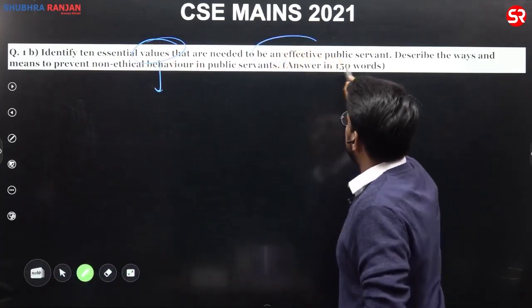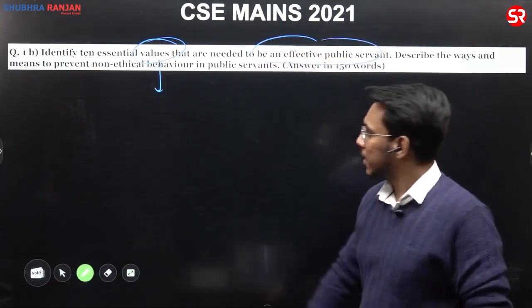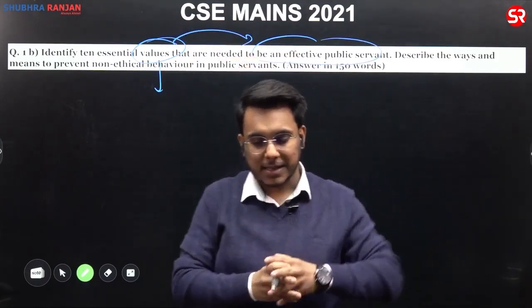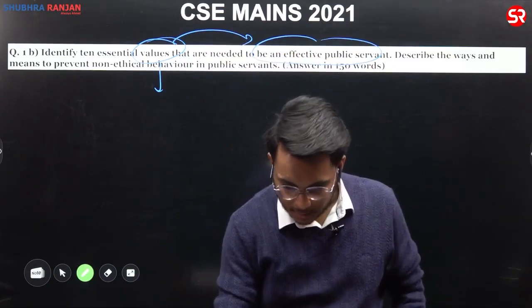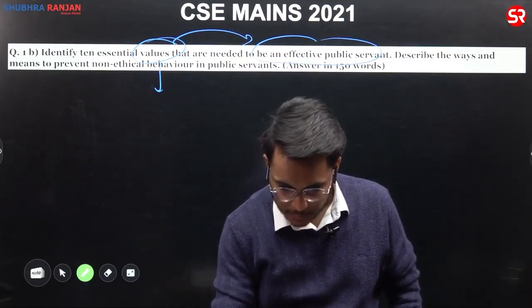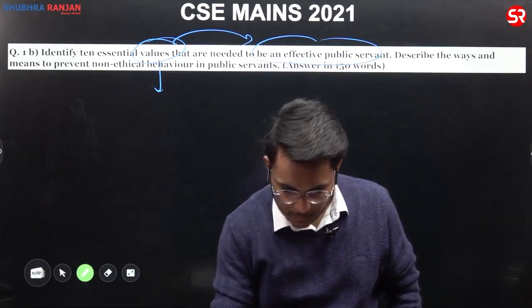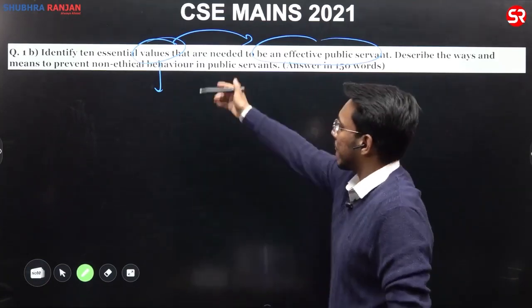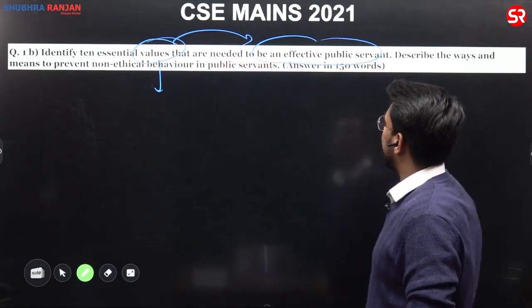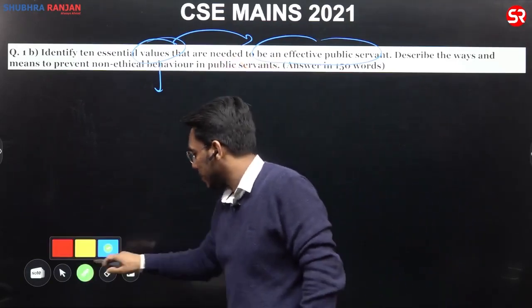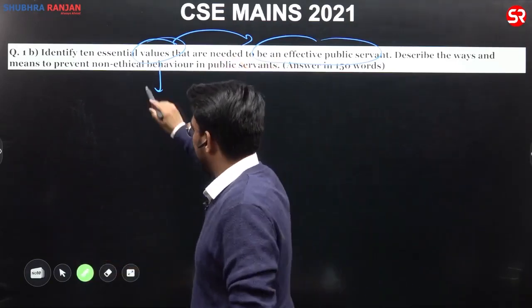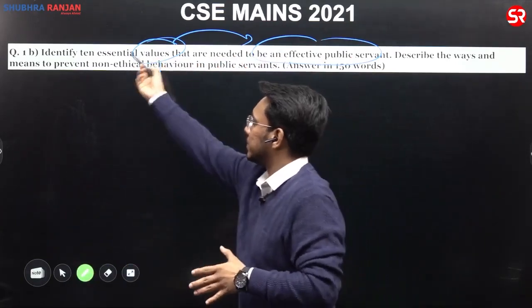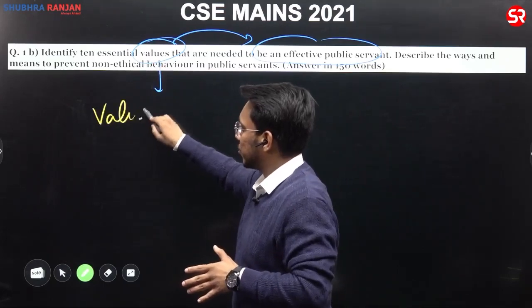how are values needed to be an effective public servant? How are values needed to be an effective public servant? Understand this particular thing. So, how are the values needed to be an effective public servant? See this thing. I am just making a type of schematic here.